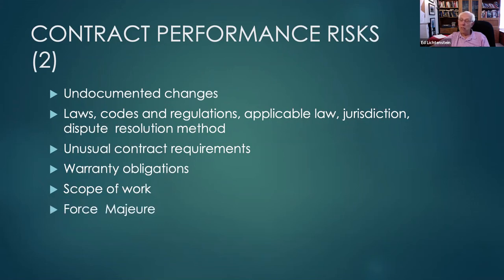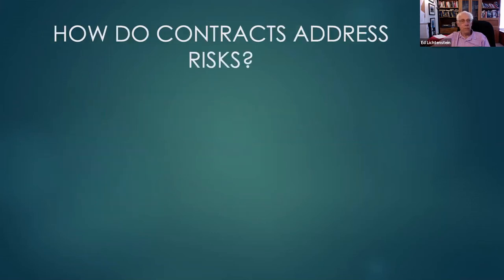Force majeure, things beyond your control, usually weather related, or called acts of God, but it can include things like strikes, acts of war, major events over which you have absolutely no control. Now, how do contracts address risk?